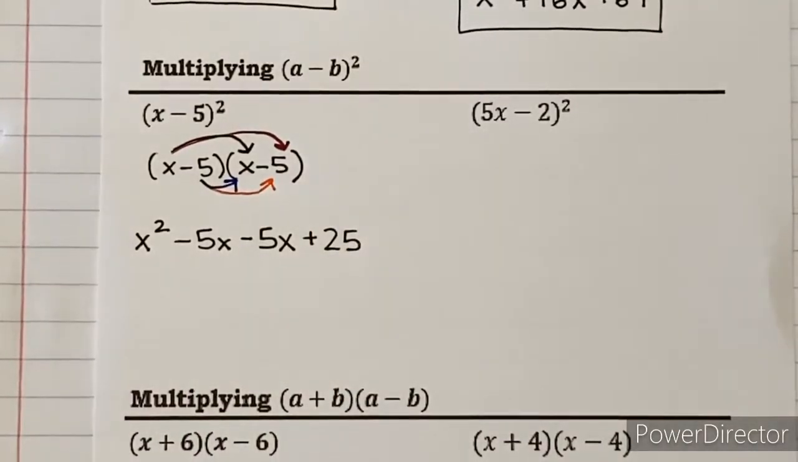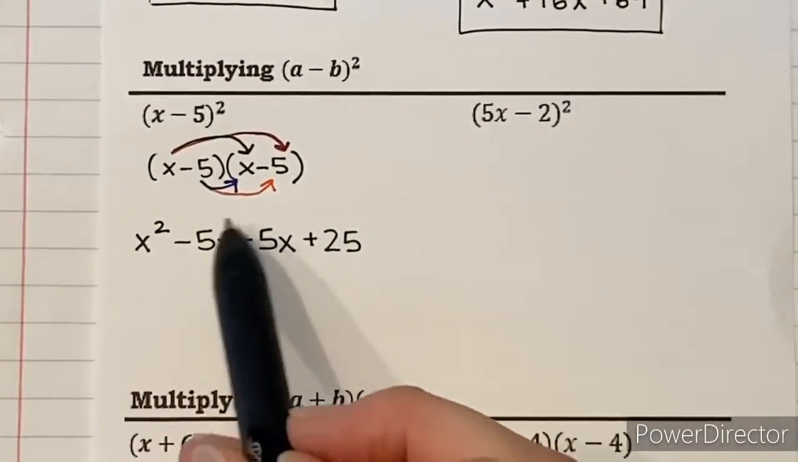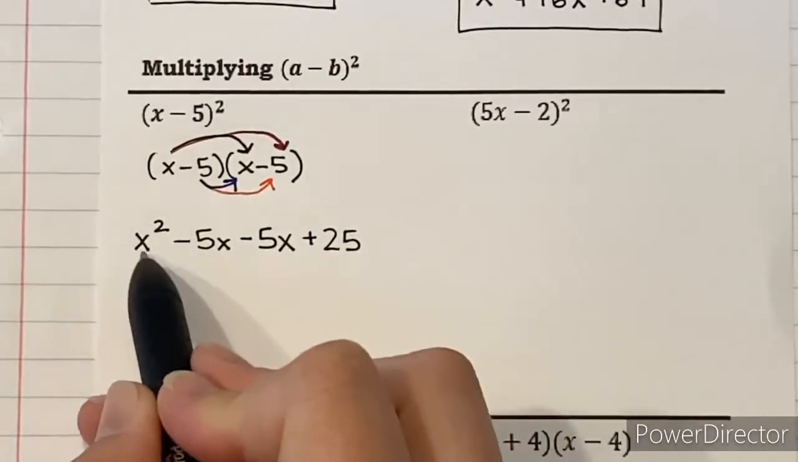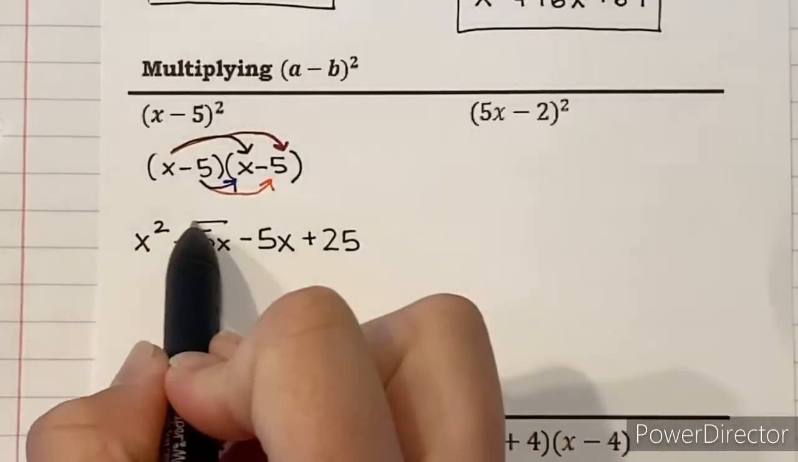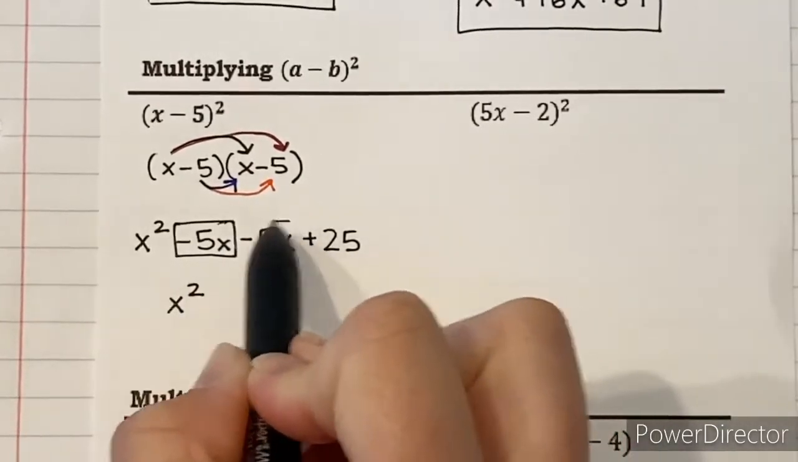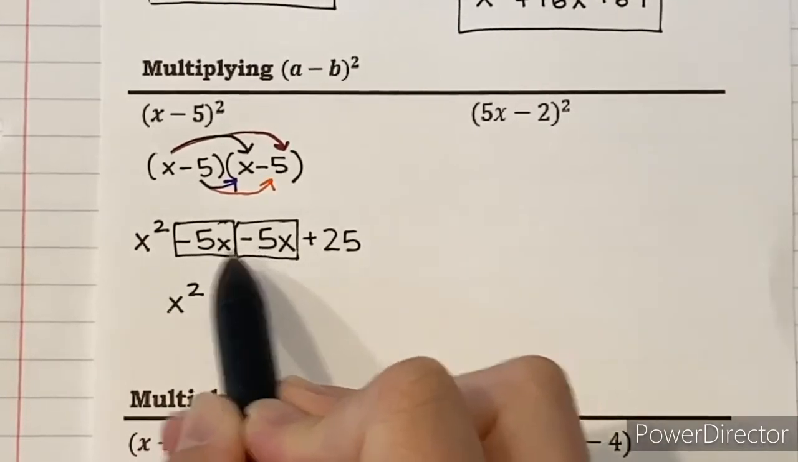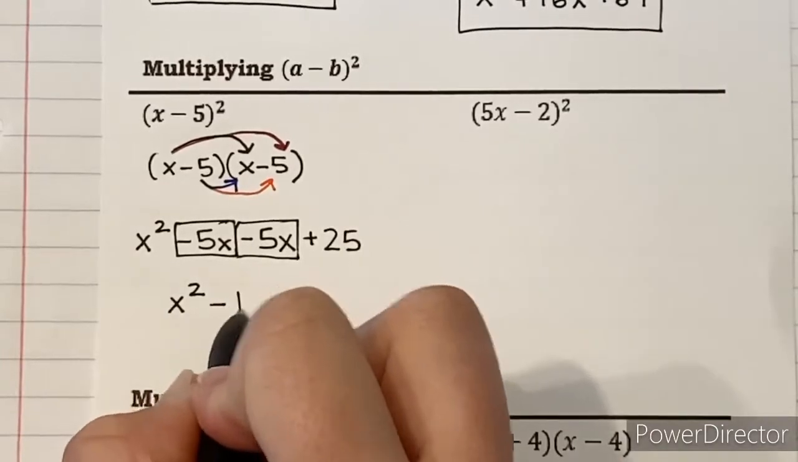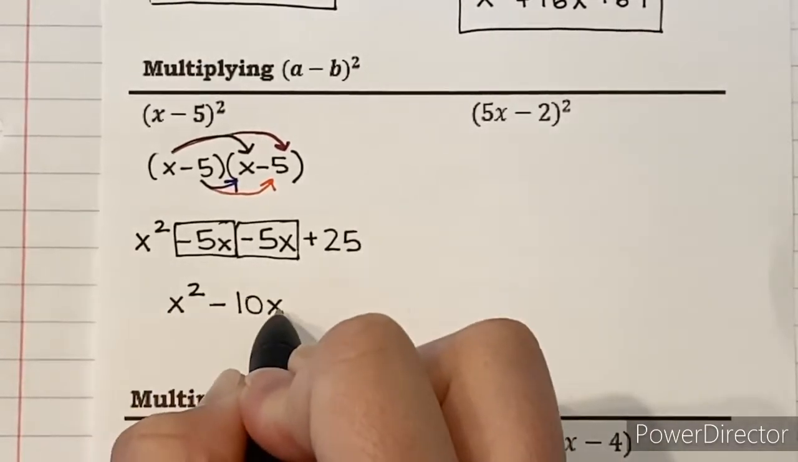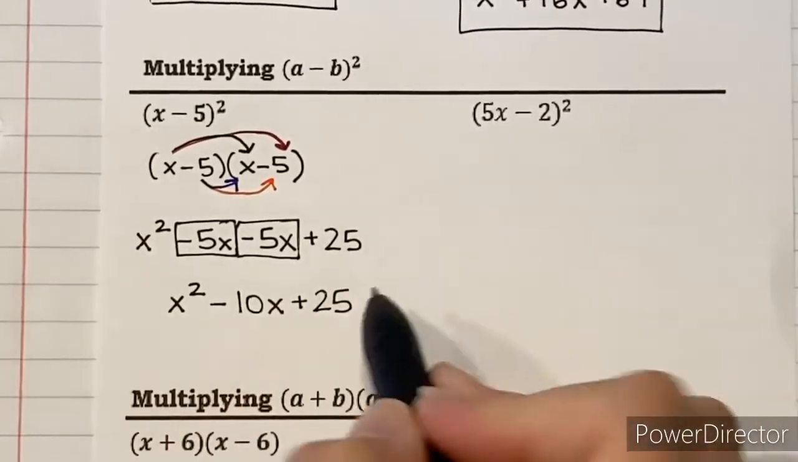Now, remember, check, see if you have like terms. If you do, deal with them. If not, then you're done. We do have some like terms right here in the middle that we need to deal with. So this x squared I'm just going to bring down because it doesn't combine with anything. And then I'm going to combine like terms right here. So this is negative 5x minus 5x. So this is a negative minus something, so that's a bigger negative. So it's going to be minus 10x. And that 25 I'm just going to bring right down. And there you go.